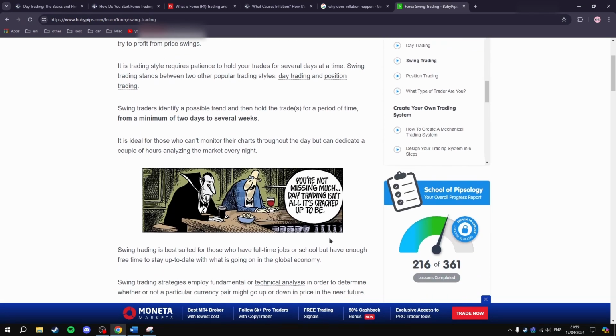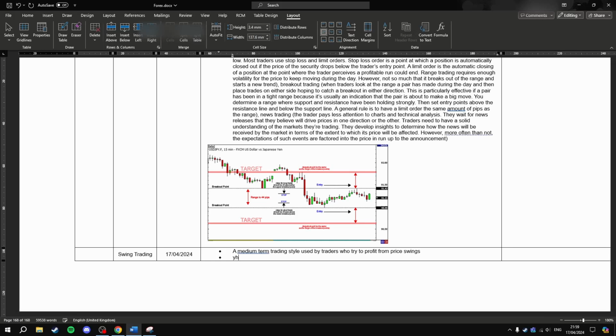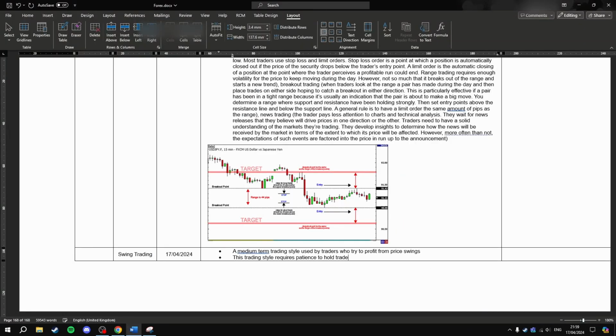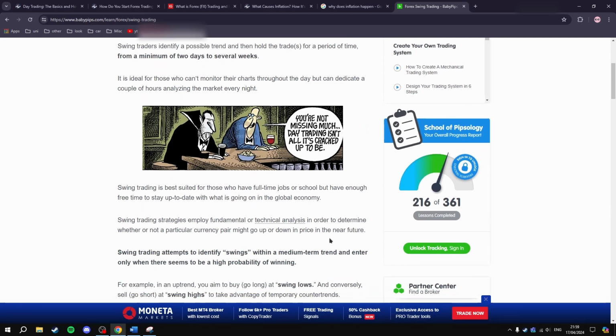It is a trading style that requires patience to hold your trades for several days at a time. Swing trading stands between two other popular trading styles, day trading and position trading. Swing traders identify a possible trend and then hold the trade for a period of time, from a minimum of 2 days to several weeks.